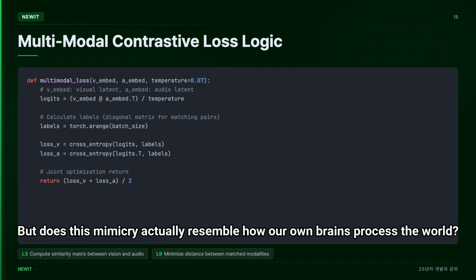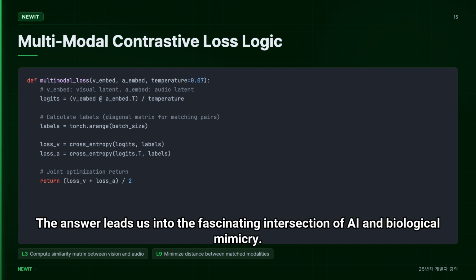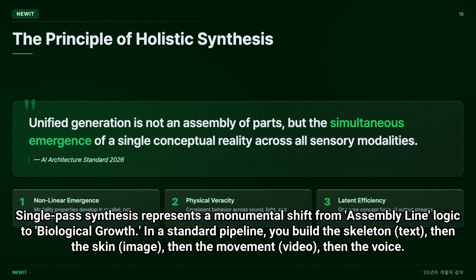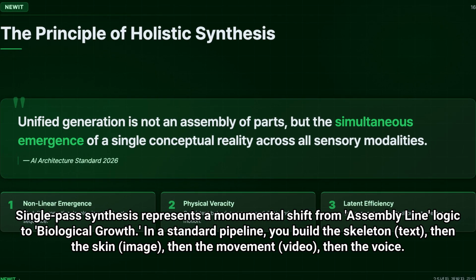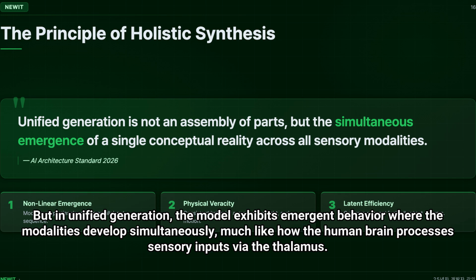But does this mimicry actually resemble how our own brains process the world? The answer leads us into the fascinating intersection of AI and biological mimicry. Single-pass synthesis represents a monumental shift from assembly line logic to biological growth. In a standard pipeline, you build the skeleton text, then the skin image, then the movement video, then the voice. But in unified generation, the model exhibits emergent behavior where the modalities develop simultaneously, much like how the human brain processes sensory inputs via the thalamus.